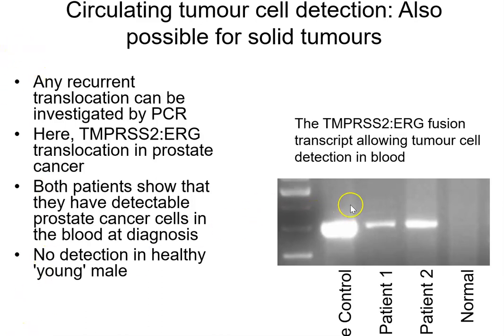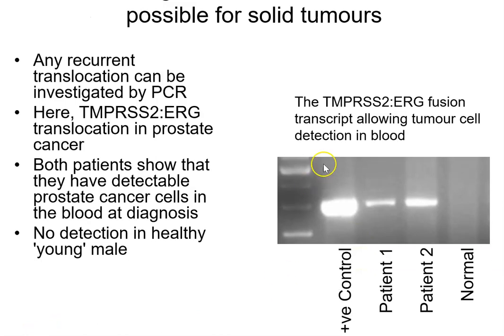So if we can detect this signal in patient blood, we know that there are circulating tumour cells in these patients. So I'll just realign the window so you can see all the detail. This is a positive control piece of tumour. This is patient number 1 and patient number 2. These are both patients who've had therapy. They've had the prostates taken out. At this moment they look apparently disease-free.